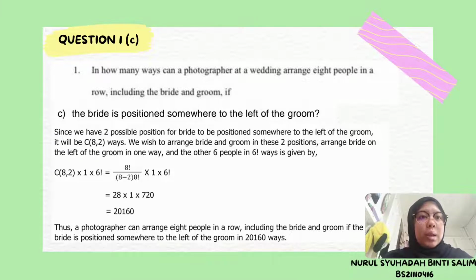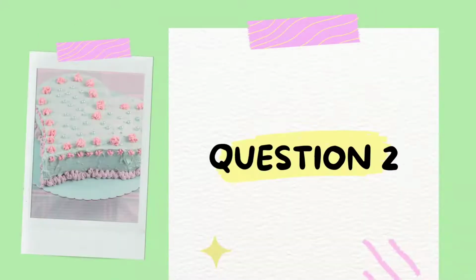We wish to arrange the bride and groom in these 2 positions. Arrange the bride on the left of the groom in 1 way, and the other 6 people in 6 factorial ways. This is given by C(8,2) multiplied by 1 multiplied by 6 factorial, which gives us 20,160. Thus, a photographer can arrange 8 people in a row, including the bride and groom, if the bride is positioned somewhere to the left of the groom in 20,160 ways.